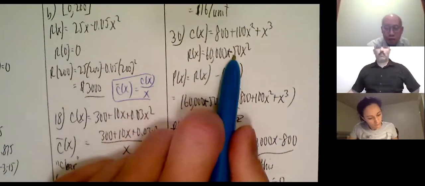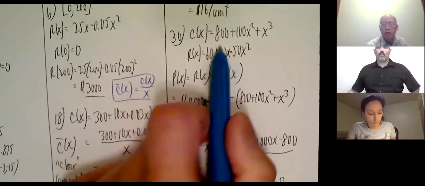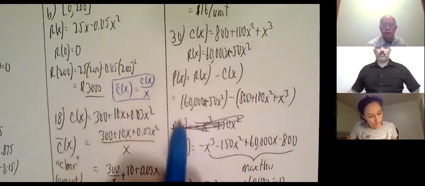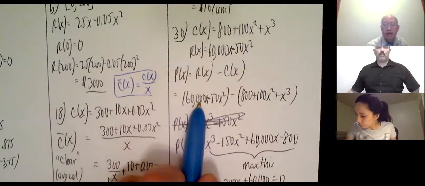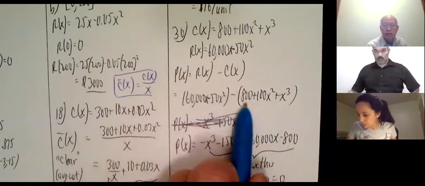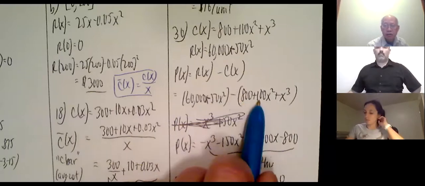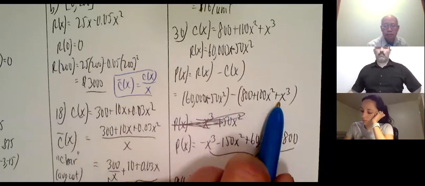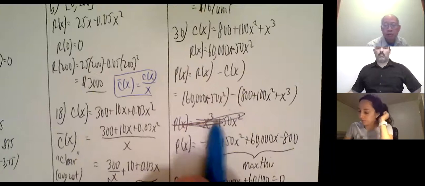So I take the revenue function, subtract the cost function. So 60,000 x minus 50x squared, parentheses, minus parentheses, 800 plus 100x squared plus x cubed. And yeah, I messed up here, so ignore this.